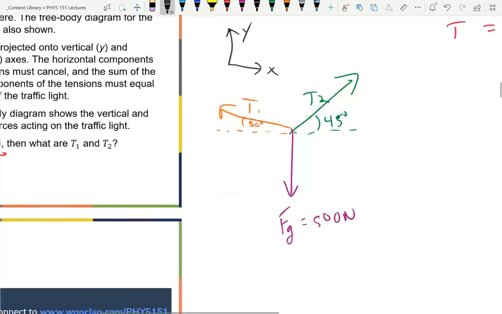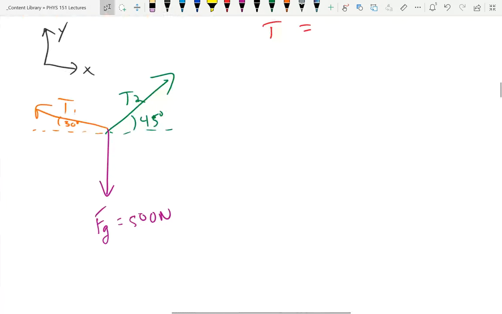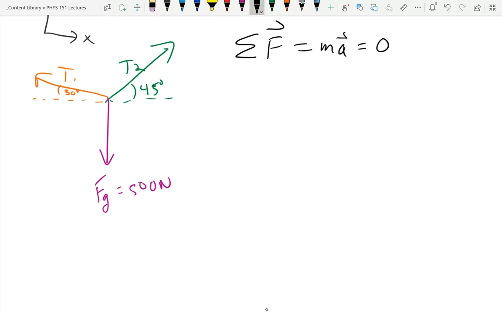So now that I have that, we have two methods. And I'm going to do both methods quickly. Both of them rely on Newton's second law. And so if I do it graphically, I'll have tension 1 plus tension 2 plus force of gravity equals 0. If it equals 0, then I have to be back where I started. So it forms a closed triangle.